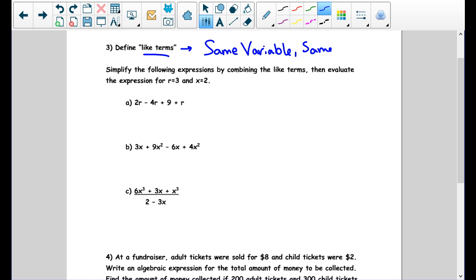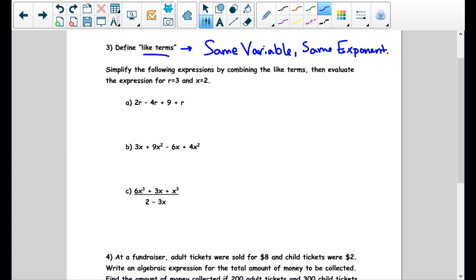Look down below at these. Same variable, same exponent. Boom. So same variable, same exponent. If it has the same variable and same exponent, we can combine them using the sign in the front.